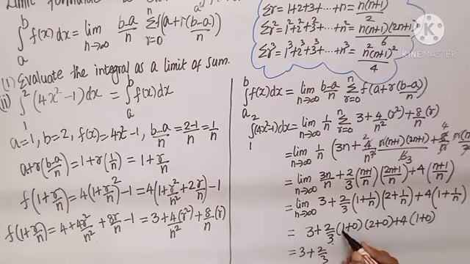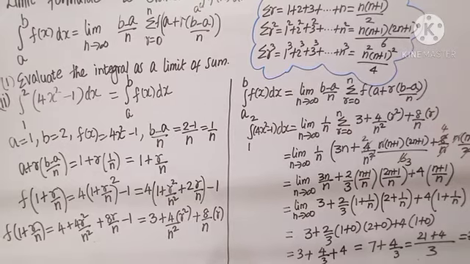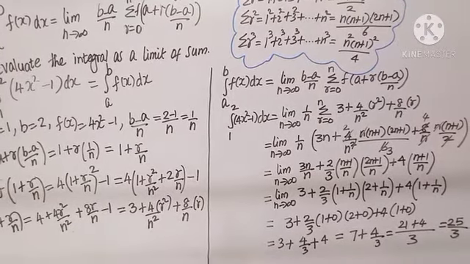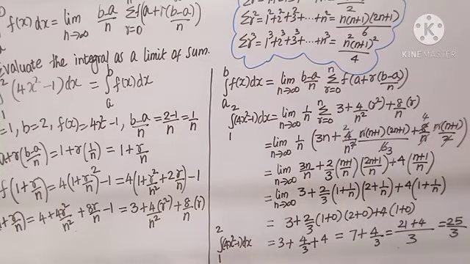So 2 into 1 into 2, I can together write as 4 by 3, plus 4 into 1, that is 4, or 3 plus 4, 7, plus 4 by 3. LCM 3, cross multiply: 21 plus 4. My answer is 25 by 3. Let me check with the ordinary integration. So my answer is integral 1 to 2 of 4x squared minus 1 dx, and it is 25 by 3.